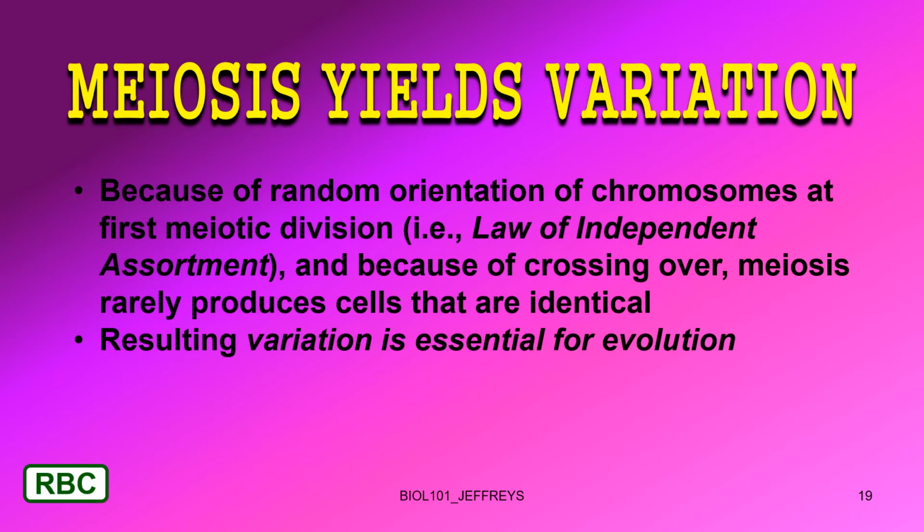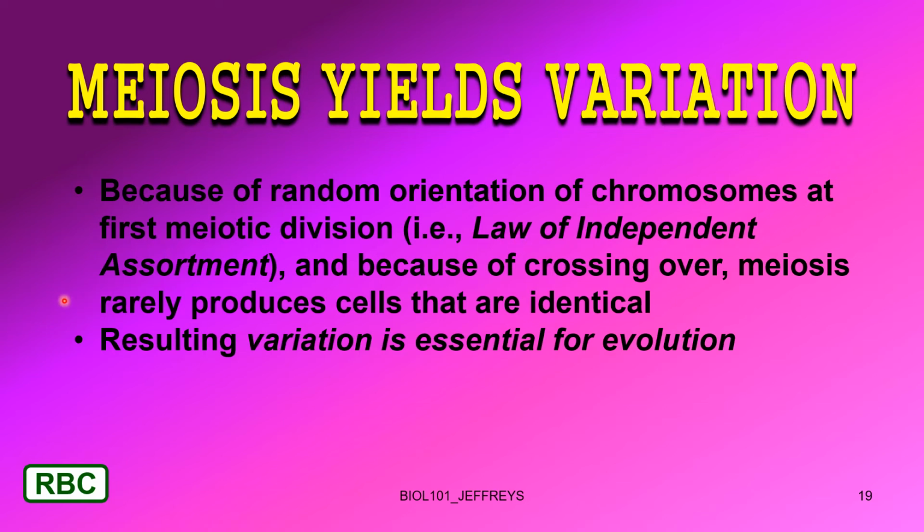So meiosis yields variation, and going back to that first image that I showed you in part 1 of all the children, and then the children beside the image of the corn, remember all of that variation comes via meiosis, and it's due to these things: random orientation of chromosomes at the first meiotic division. Okay, that's called the law of independent assortment.